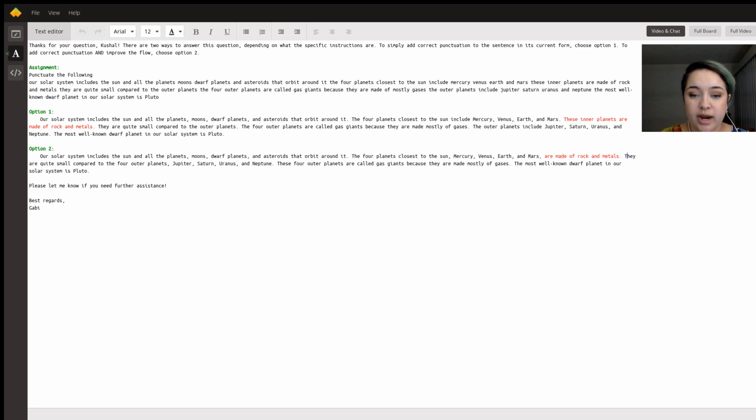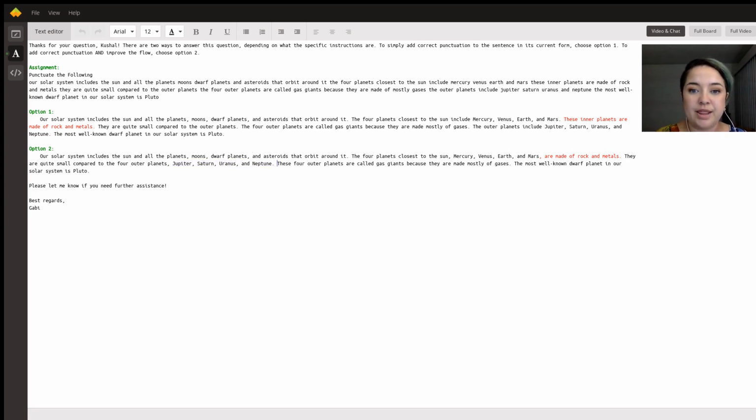So if you could see where I made the red text in option one and the red text in option two, they're the same idea, but just compiled into a different sentence in a different way. And then they are quite small compared to the four outer planets. And I included the list of outer planets here because there's no reason to make a whole separate sentence when we can just have them listed here and included capital letters, of course.